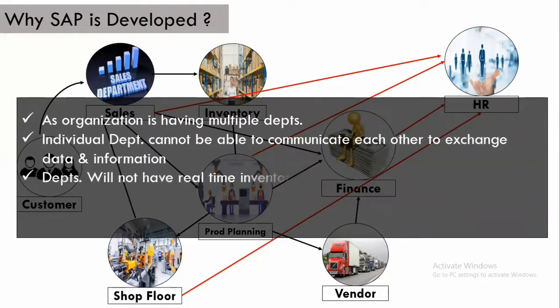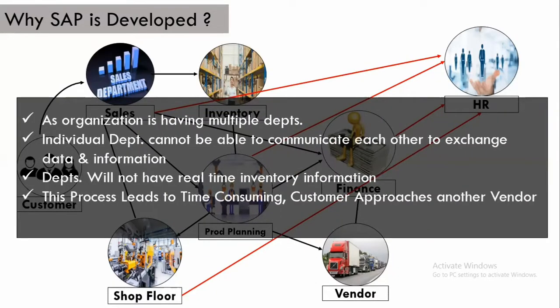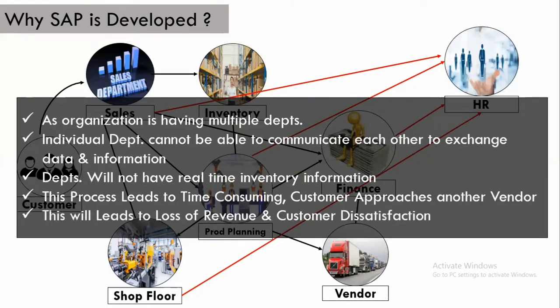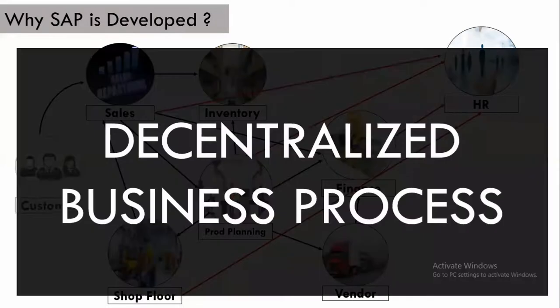See, the same thing I have portrayed here, the process I have explained to you. The entire thing may take around 1 week or 10 days to give feedback to the customer. In that case, the customer will search for another car with another company. This is called a decentralized process, because each and every department is not interlinked. Because of this backwardness in the industry, SAP was developed.